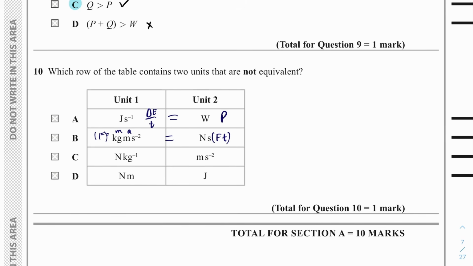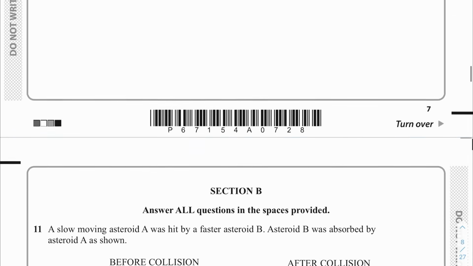Let's look at the other two. We have newtons per kilogram. That's force over mass, which is acceleration. What about this? Meters per second squared. That's also acceleration. So these are equivalent. What about newton meter? This is force times distance, which is work done, and this is also work done, which is in joules. So what is not equivalent? It's kg meters per second squared does not equal newton second. So it has to be B. Let's move on to question number 11.